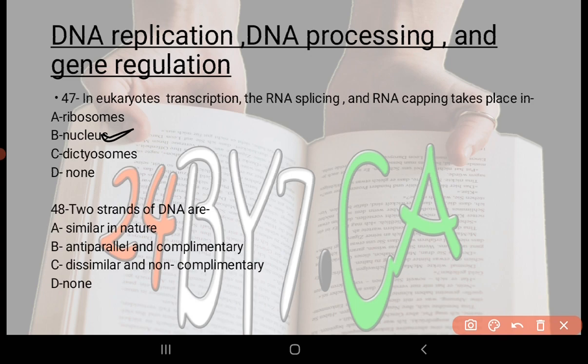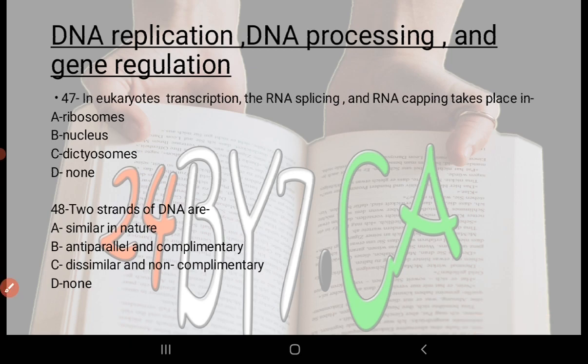Next question. Two strands of DNA are A. similar in nature, B. antiparallel and complementary, C. dissimilar and non-complementary, or D. none? So the right answer is option B, antiparallel and complementary. Two strands of DNA are antiparallel and complementary.